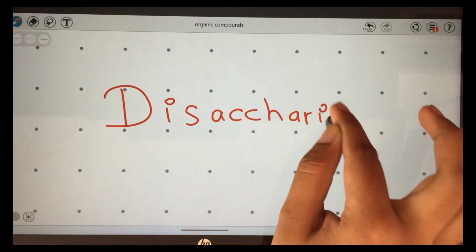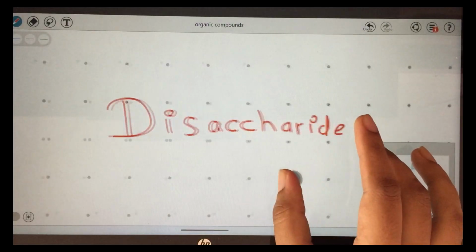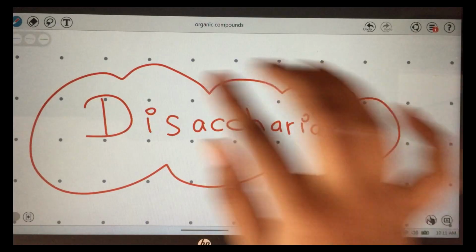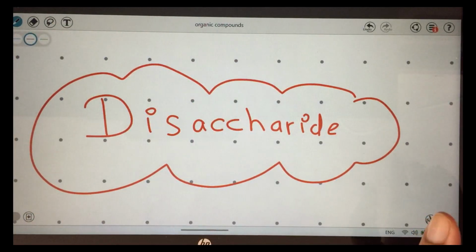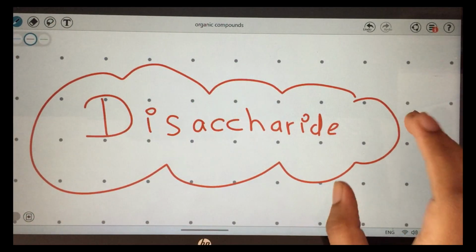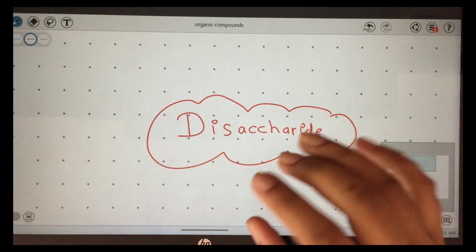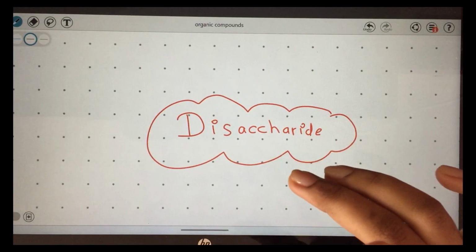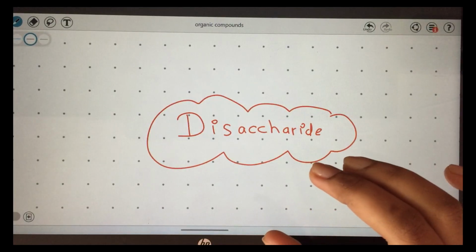Disaccharide. Now for disaccharide also we have to do a small mind map like we did for monosaccharide. So what is a disaccharide? When two sugars join by a glycosidic bond. Two sugars means what? When two monosaccharides join by a glycosidic bond.